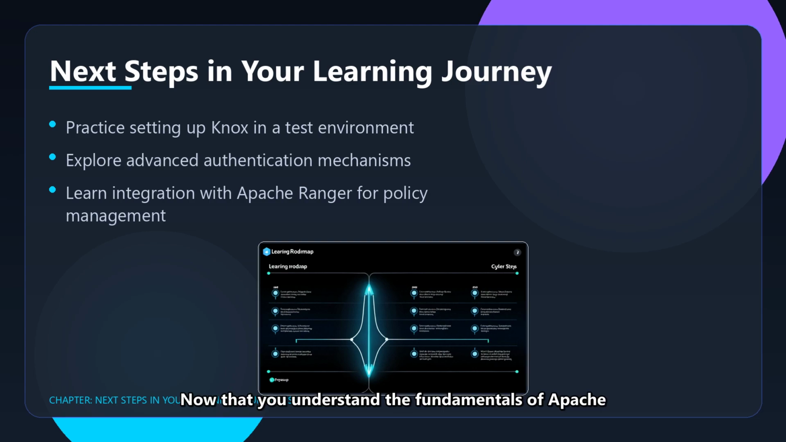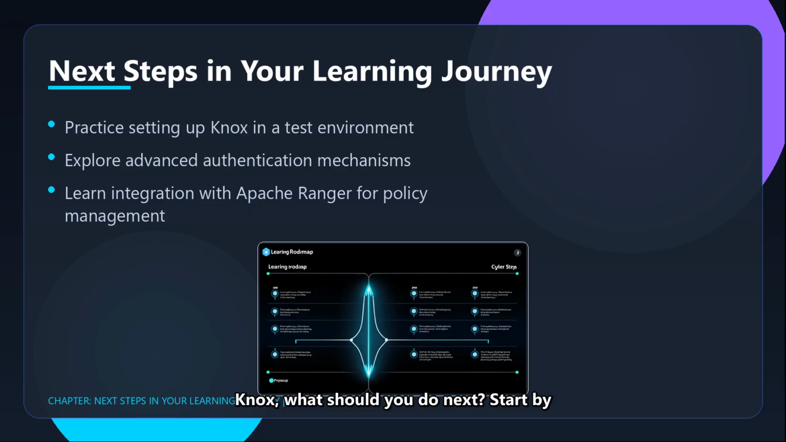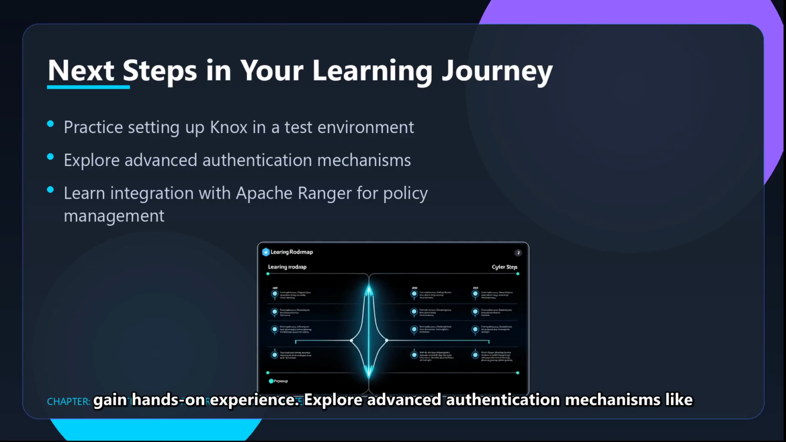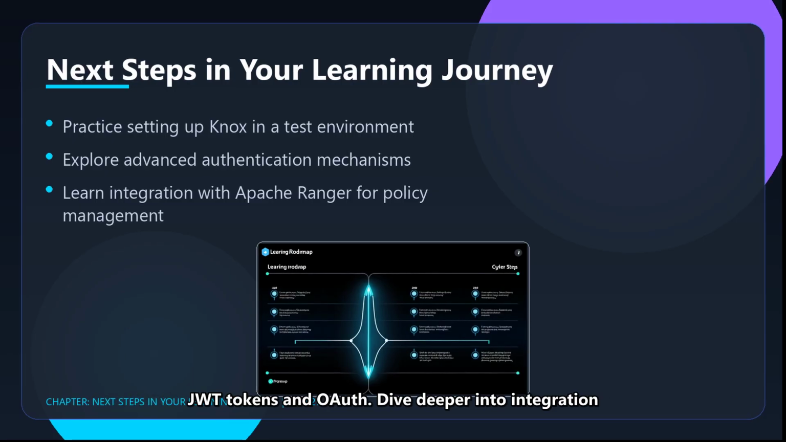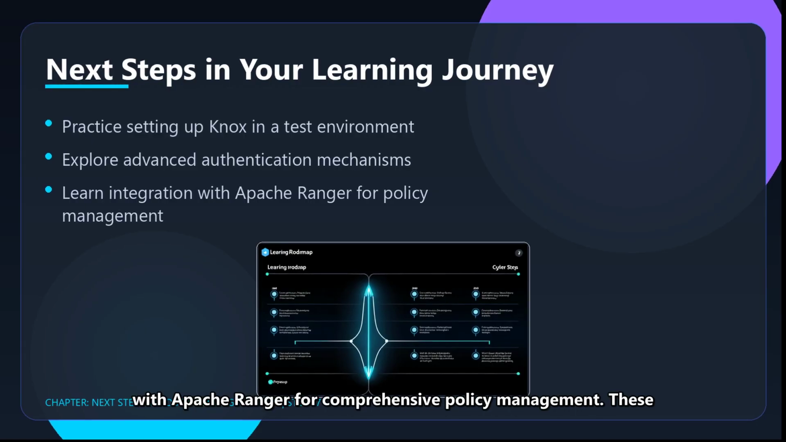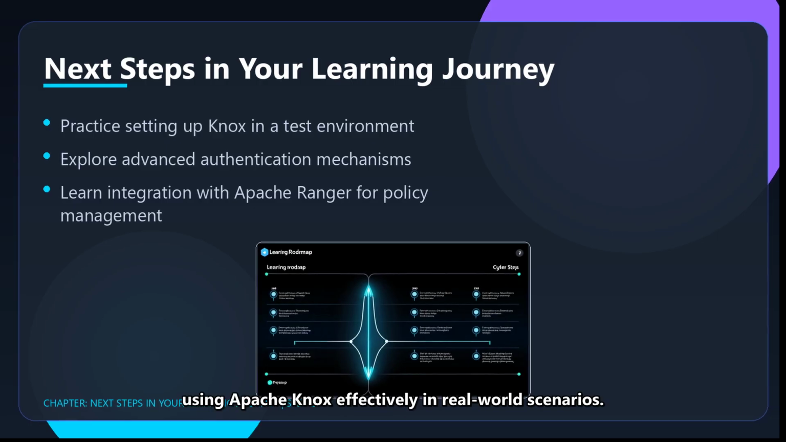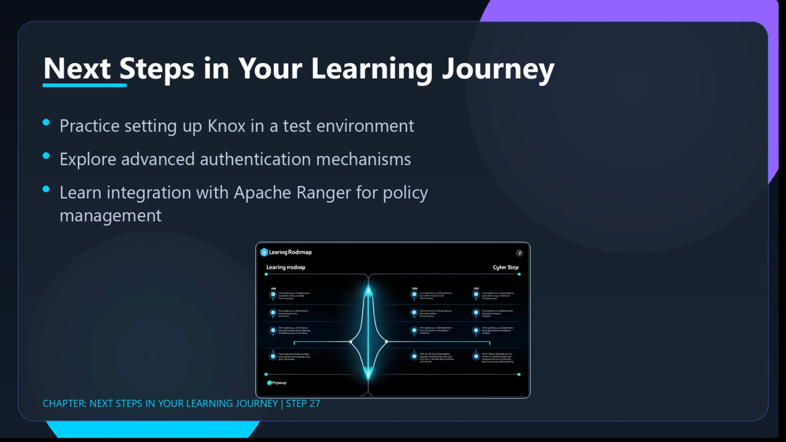Now that you understand the fundamentals of Apache Knox, what should you do next? Start by practicing the setup in a test environment to gain hands-on experience. Explore advanced authentication mechanisms like JWT tokens and OAuth. Dive deeper into integration with Apache Ranger for comprehensive policy management. These next steps will help you become proficient in using Apache Knox effectively in real-world scenarios.